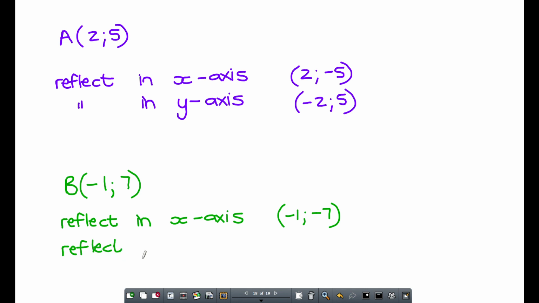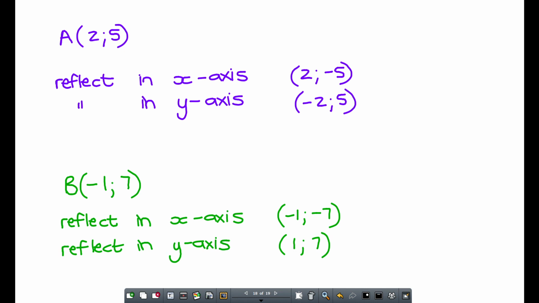Okay, wait, we'll give you a chance. You must tell me, what would it be? Reflect B. Yes, it would be 1 and 7. So can you see only the x value changed?